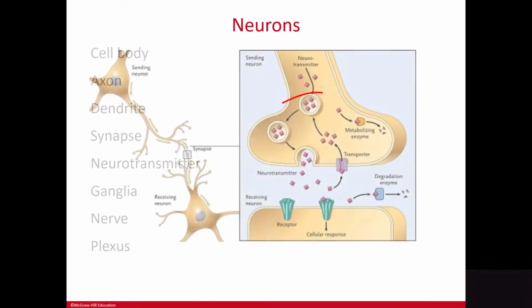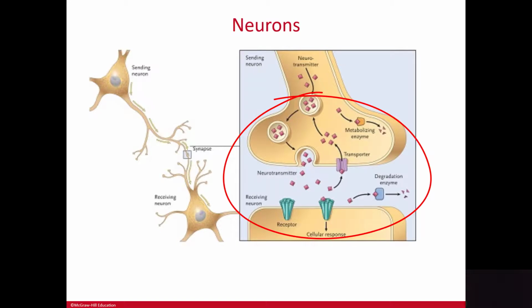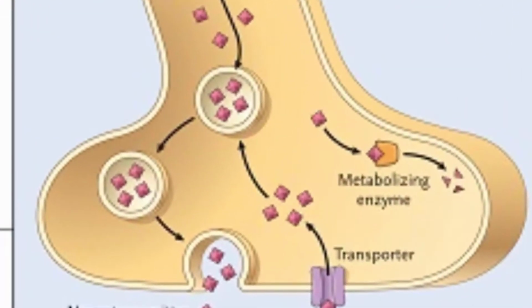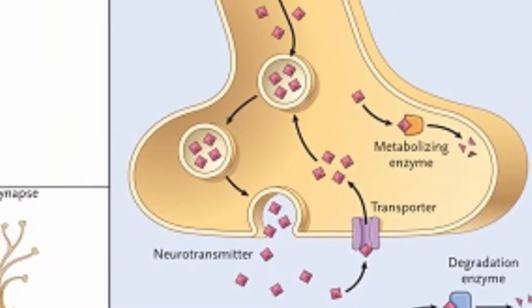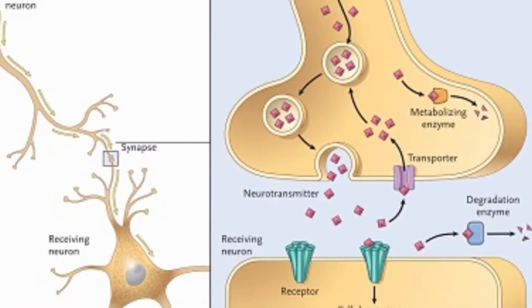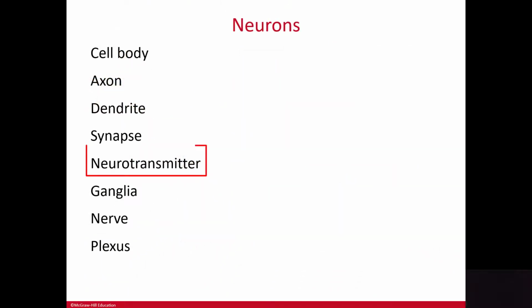A synapse is a junction or space between two neurons or between a neuron and an effector. The end of the synapse is called the synaptic terminal and contains vesicles full of chemicals called neurotransmitters. Neurotransmitters assist or inhibit the transmission of a stimulus across the synapse. Acetylcholine is a neurotransmitter that stimulates muscles to contract.